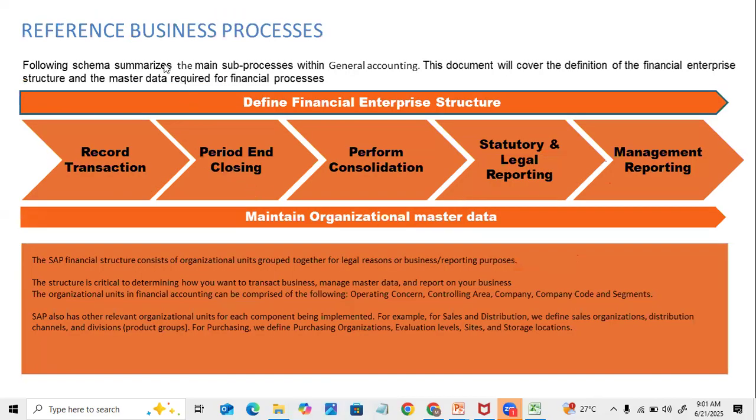Next is how the cost will flow. You can see here, define financial enterprise structure. What is the objective of implementing all this structure? We record the transactions, then we prepare the books of accounts every month, then we prepare the consolidation, and we disclose our statements to the respective regulators. Then there is management reporting. Statutory is different and management is different. Statutory is nothing but legal reporting. Does it mean legal and management reporting are the same? No.